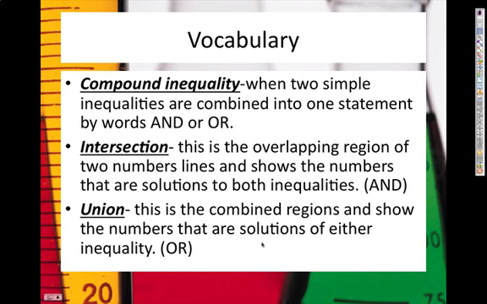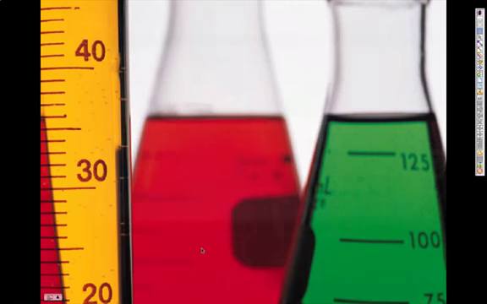Alright, so unions, big difference when you compare it to an intersection. Basically these are regions that show numbers that are solutions of either inequality. So it's an or, so it's either one or the other. It cannot be both. Whereas an intersection, it had to work for both conditions. With a union, the number you select only has to work for one of them.